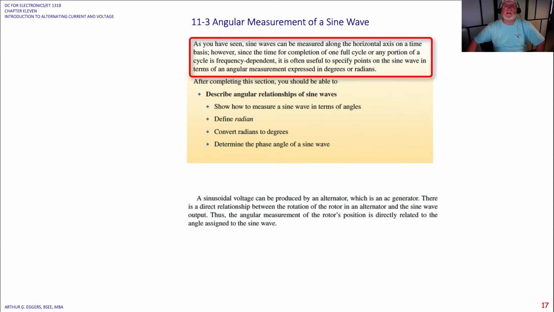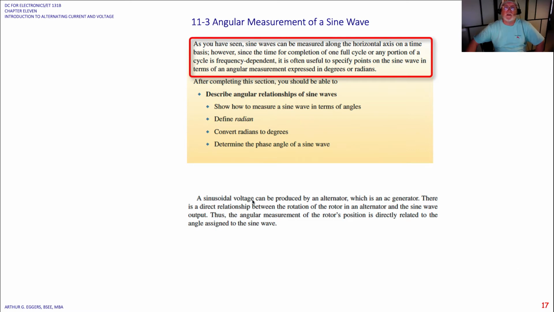So as you've seen, sine waves can be measured along the horizontal axis on a time basis. However, since the time for completion of one full cycle or any portion of a cycle is frequency dependent, it's often useful to specify points on the sine wave in terms of an angular measurement expressed in degrees and radians. So in this section, we're going to look at the sine wave representation in terms of angles. We're going to define what the radian is, convert radians to degrees, and determine the phase angle of a sine wave.